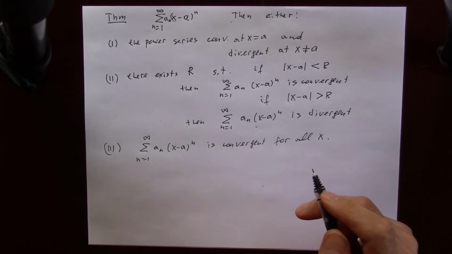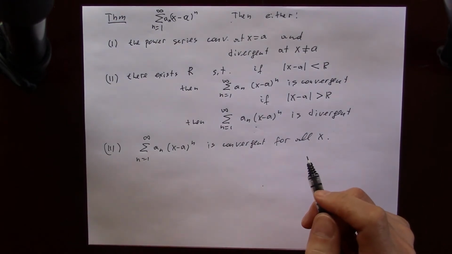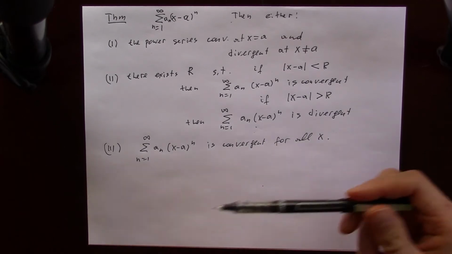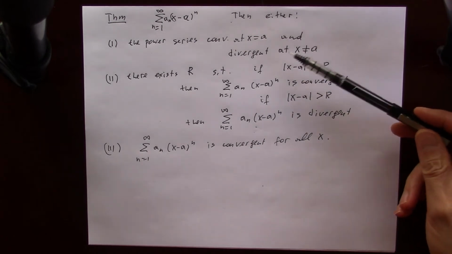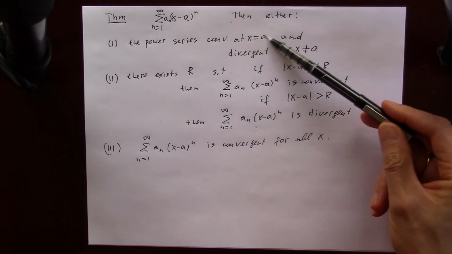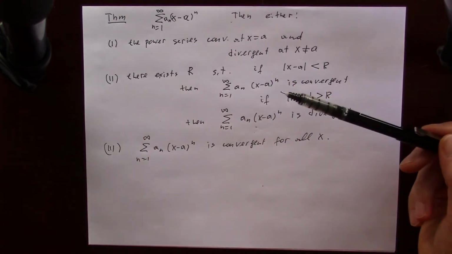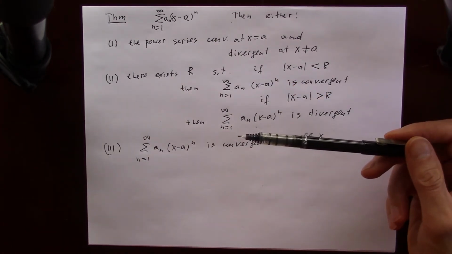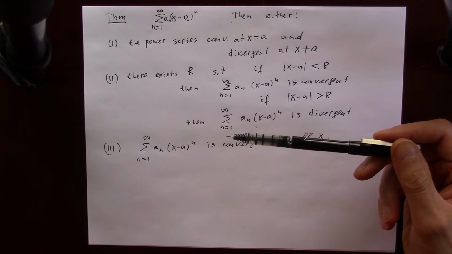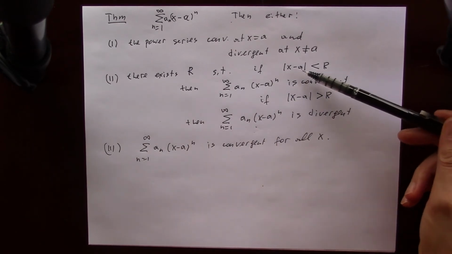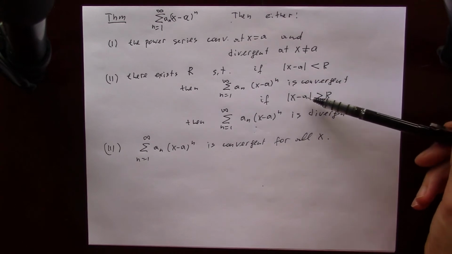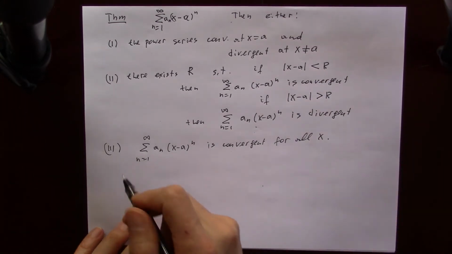So the theorem says that we have only three possibilities. The power series is always convergent, or the power series is divergent almost always except for the case when x equals a, and that's kind of obvious, or we have some number r so that it's convergent when the distance from the center is less than r and divergent when the distance is bigger than r. So I'll illustrate the second case.